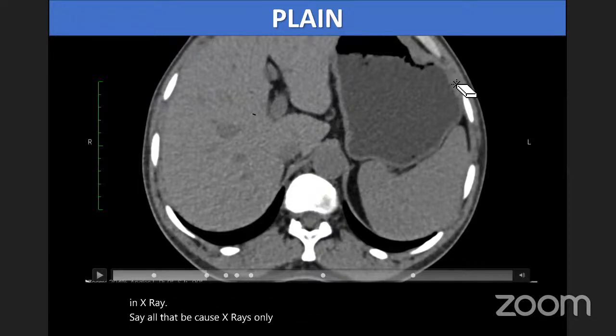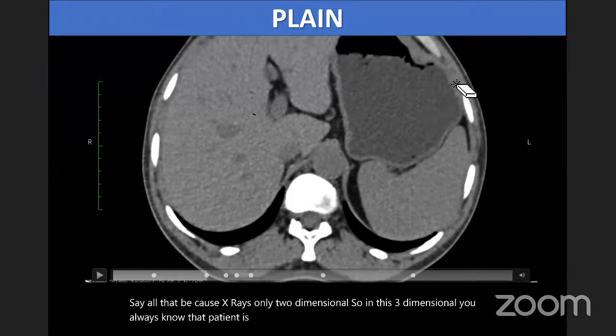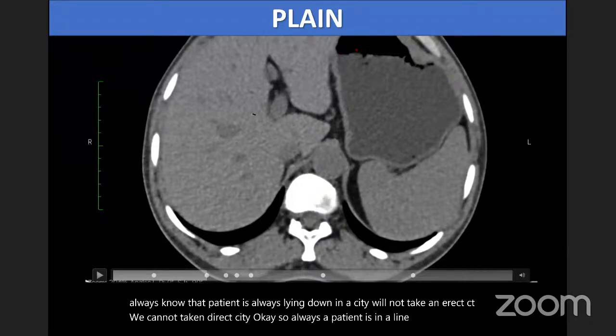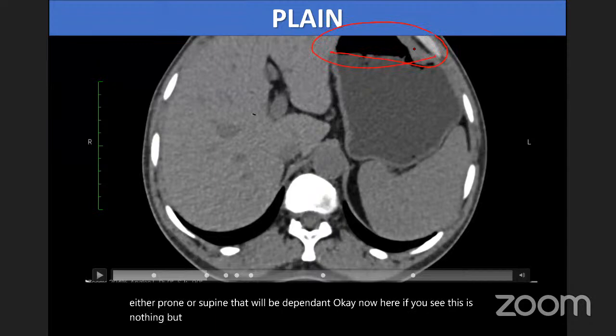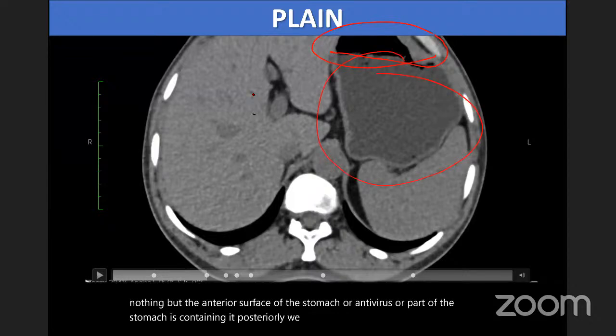In this three dimensional imaging, you always know that the patient is lying down in a CT. We will not take an erect CT, we cannot take an erect CT. So the patient is always in a lying down position, either prone or supine, and that will be dependent. Now here, this is the anterior part of the stomach containing air. Posteriorly, we have the food content and the fluid.